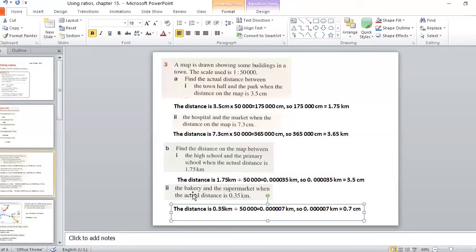Part ii, the bakery and the supermarket. Find the distance on the map between the bakery and the supermarket when the actual distance is 0.35 kilometers. 0.35 kilometers has been divided by 50,000, the second number on the ratio, giving us 0.000007 kilometers, which has been converted into centimeters by being multiplied by the fifth power of 10.